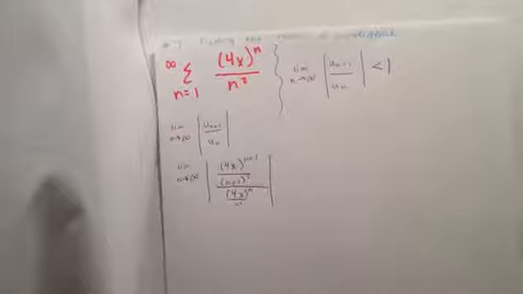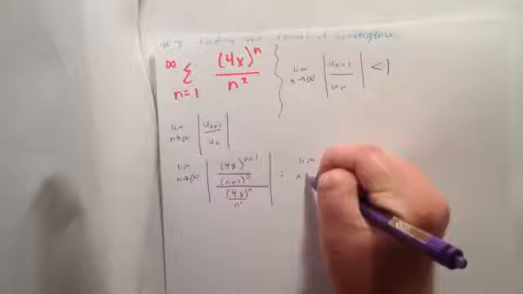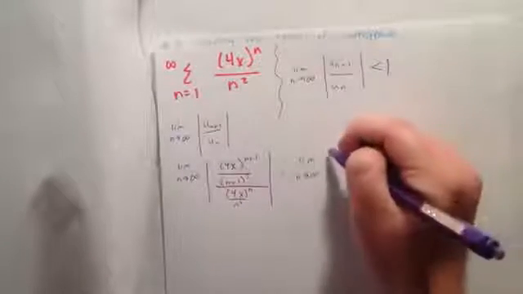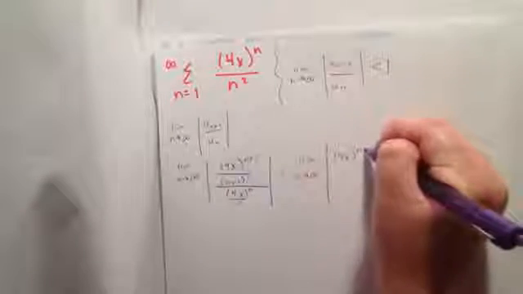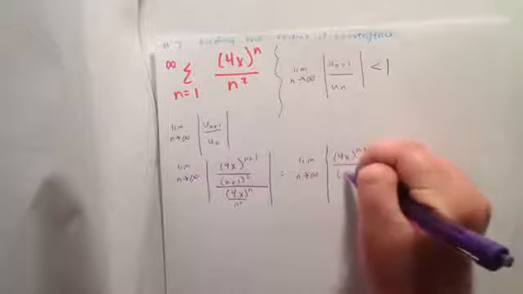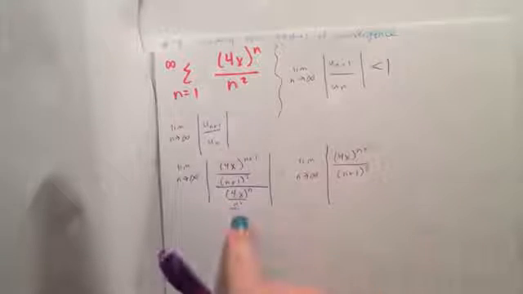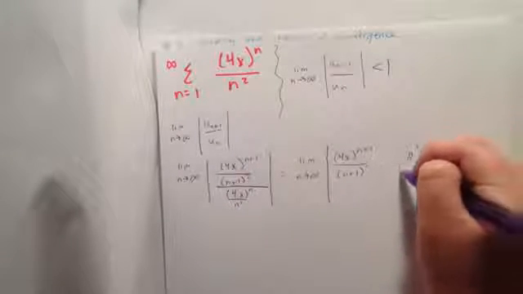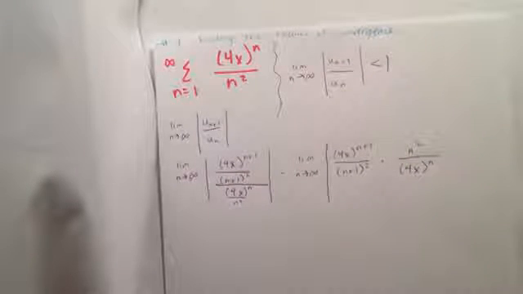Alright, so now I'm going to simplify that by multiplying by the reciprocal of this bottom function. So there's the absolute value of 4x to the n plus 1 over n plus 1 squared times the reciprocal of this, which is n squared over 4x to the n. Okay, now what you're going to do is simplify it further.